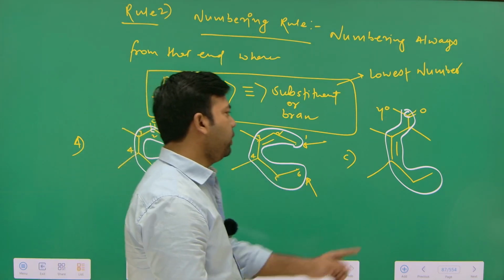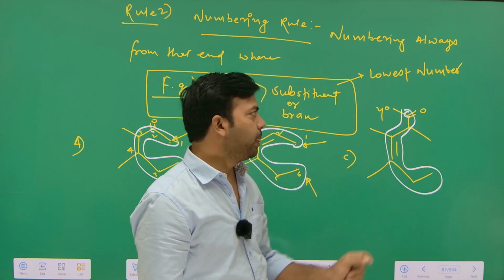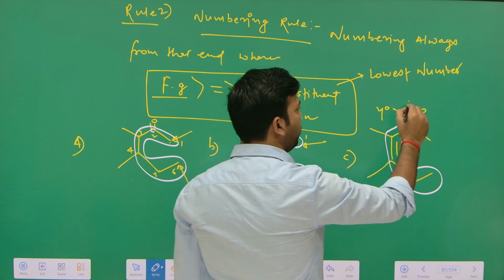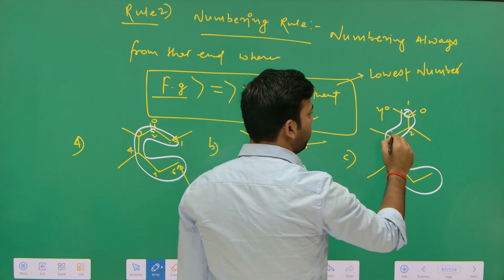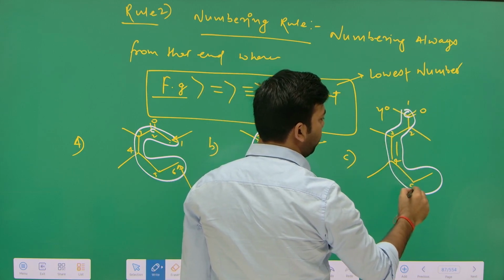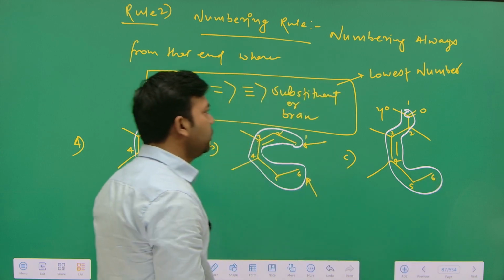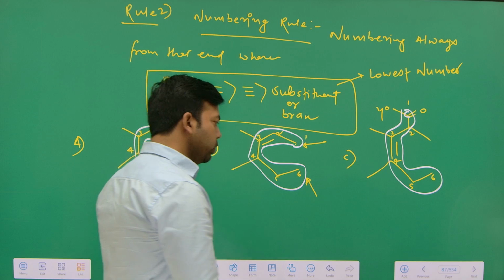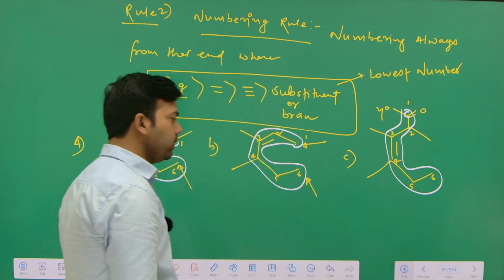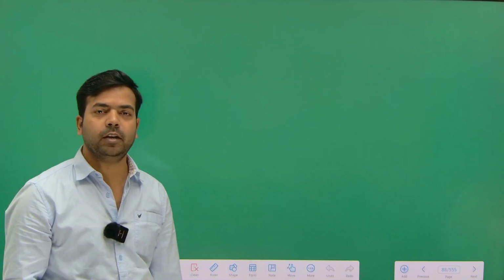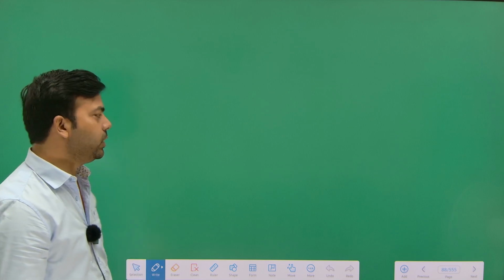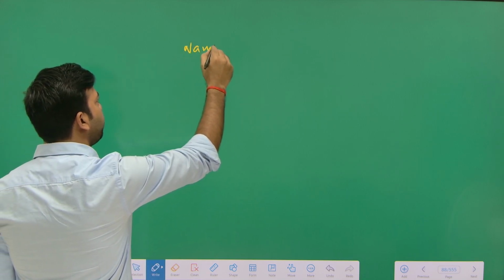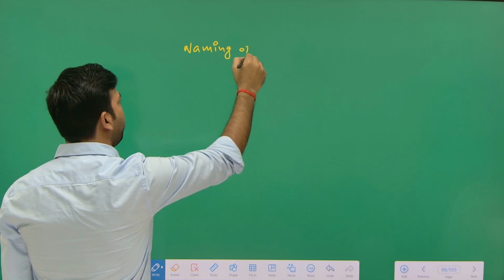Now look at here, we can start numbering from either bottom or top, but we have a functional group on this carbon, so always start from here: 1, 2, 3, 4, 5 and 6. Clear? So this is the numbering of the parent chain. Now we are going to start the naming of a very simple one, the alkane compounds. Alkane means simple hydrocarbons which have only single bonds. So let's talk about naming of alkane.